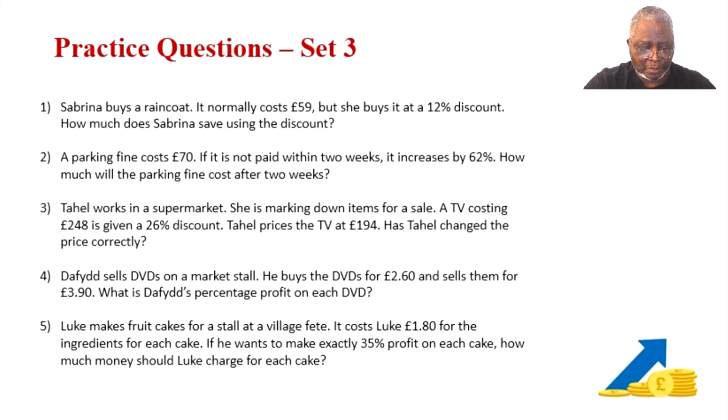David sells DVDs on a market stall. He buys the DVDs for £2.60 and sells them for £3.90. What is David's percentage profit on each DVD? And question 5. Luke makes fruitcakes for a stall at a village fete. It costs Luke £1.80 for the ingredients for each cake. If he wants to make exactly 35% profit on each cake, how much money should Luke charge for each cake?